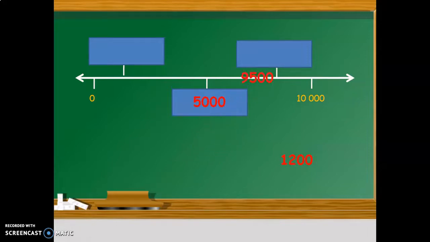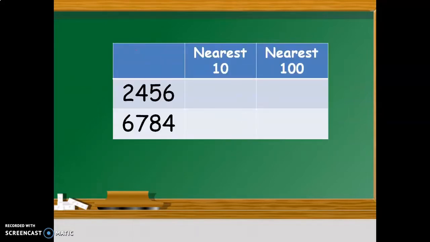Very good. That will be on the third box, since 9,500 is nearer to 10,000. And the last one should be on the first box, since 1,200 is near to 0 based on the given number line. So those are the estimated positions of those three numbers. Okay, so let's have the next example.